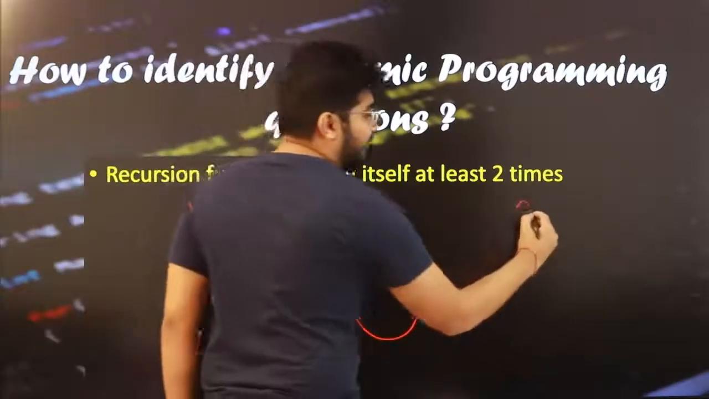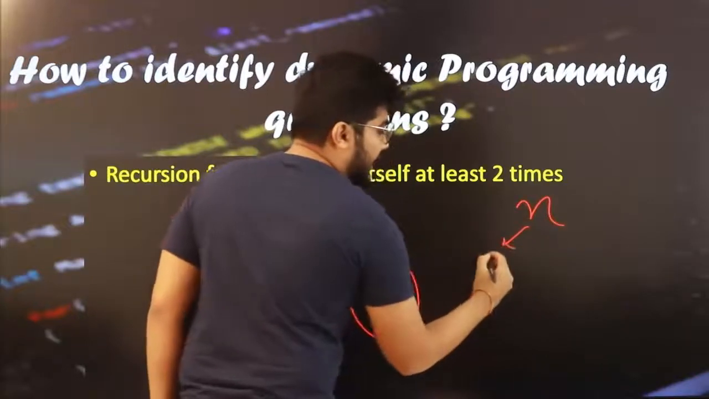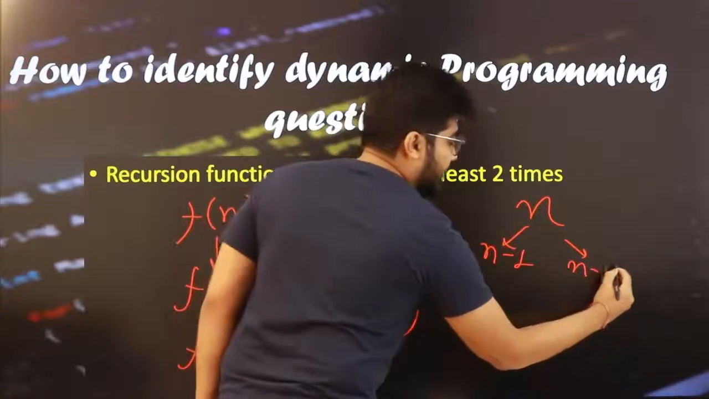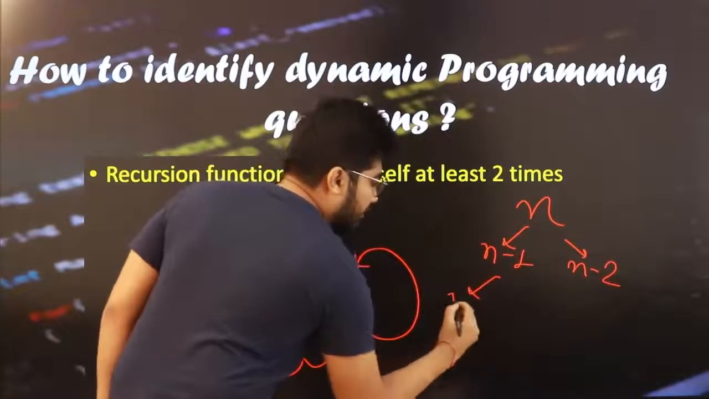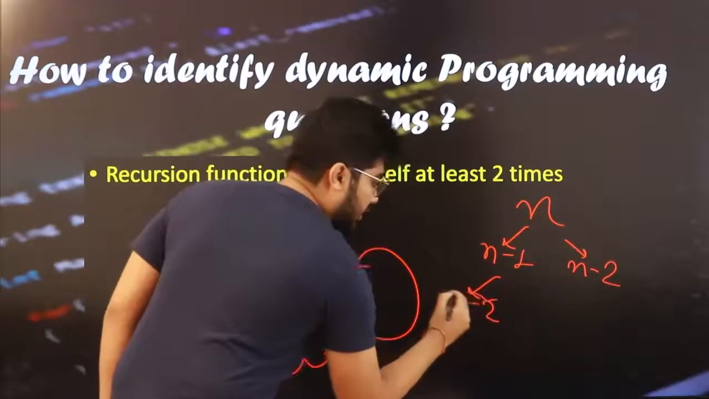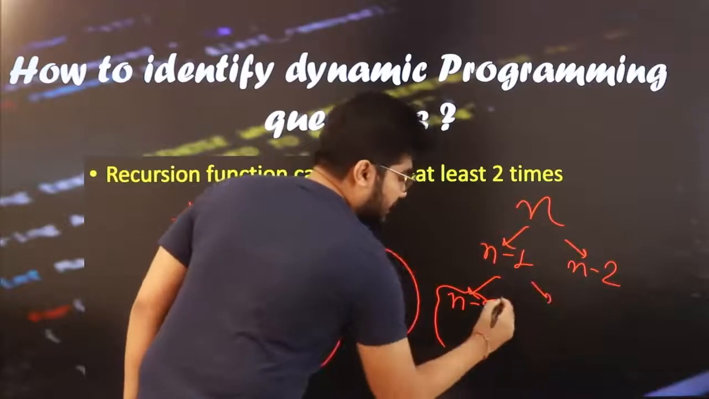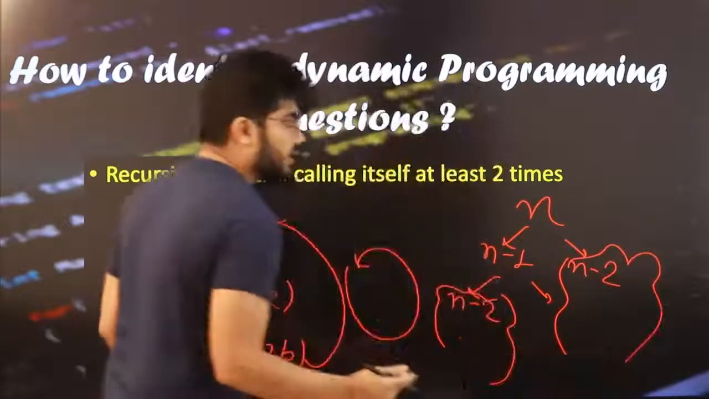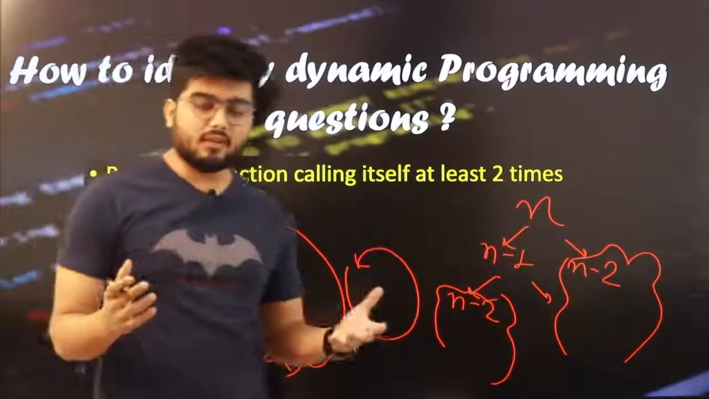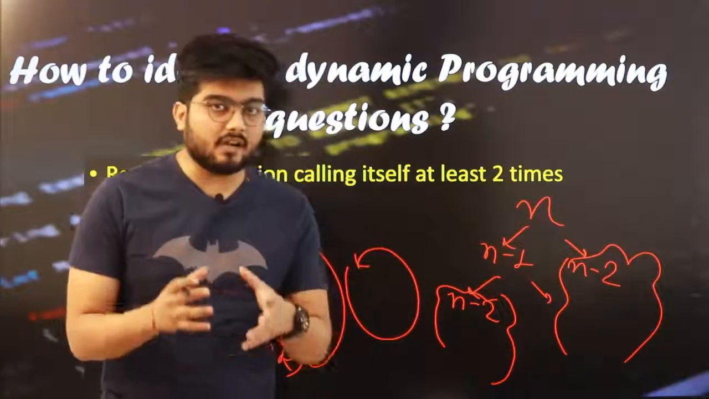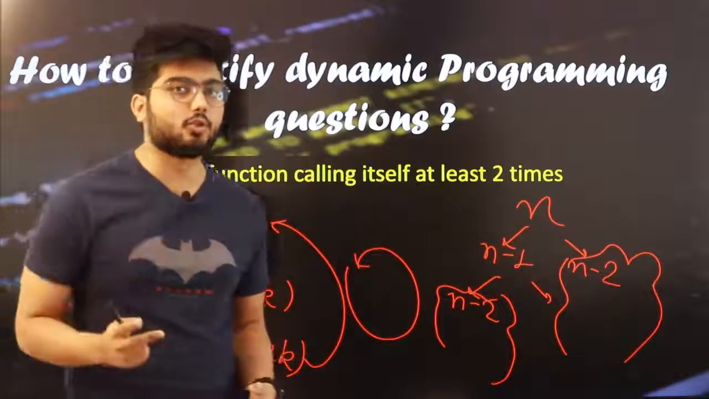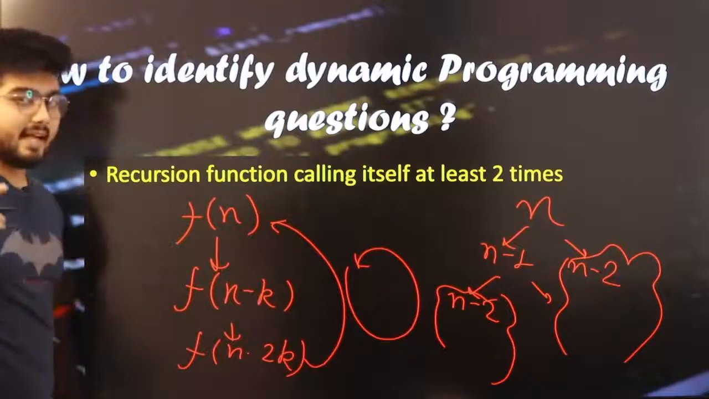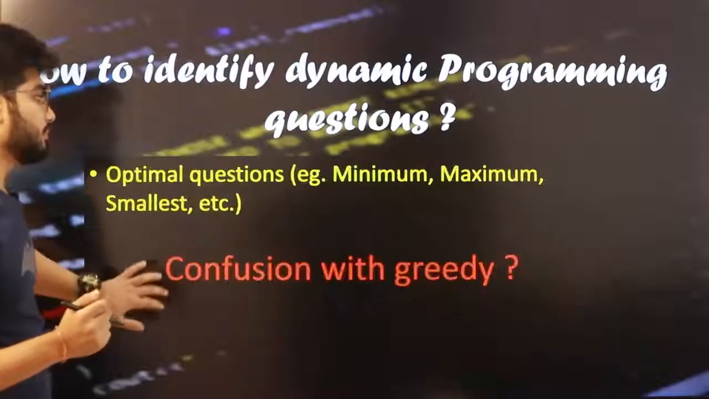And the famous Fibonacci example, as we know, when n calls n minus 1 and n minus 2, and when n minus 1 calls n minus 2, here we see that there is a subtree which is being calculated two times. So the need of dynamic programming is that you need to have something which you're calculating at least two times. That's why a recursive function calling itself at least two times is the second condition.